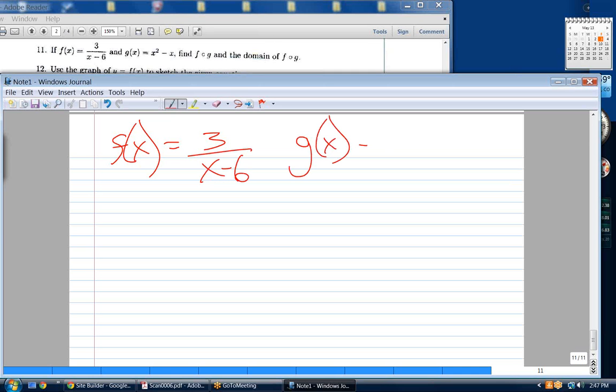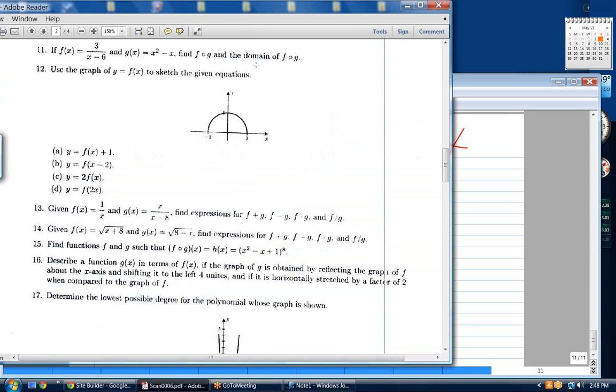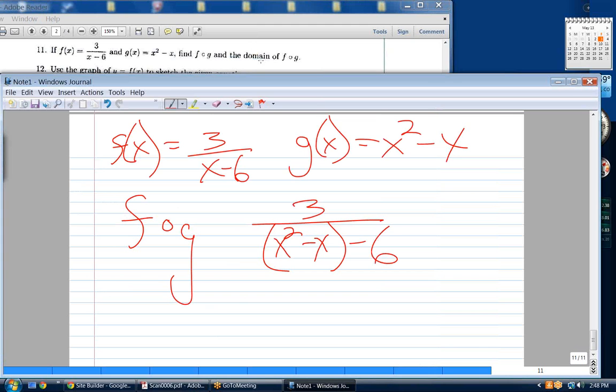What is f of g? What is fog? So that would be 3 over x squared minus x in parentheses minus 6. Okay. Yeah. I'll trust that you know how to do. Oh no, I'm sorry. I thought the second part was what is the gof? It wants the domain of fog.